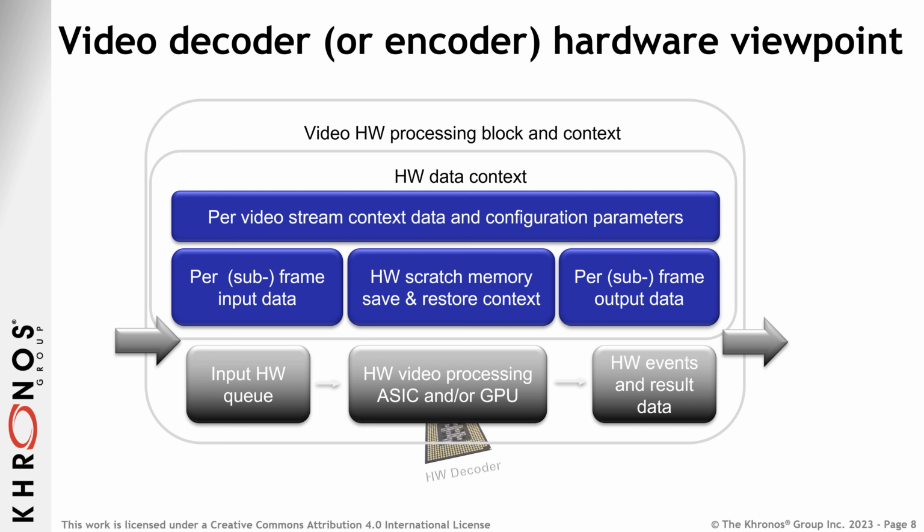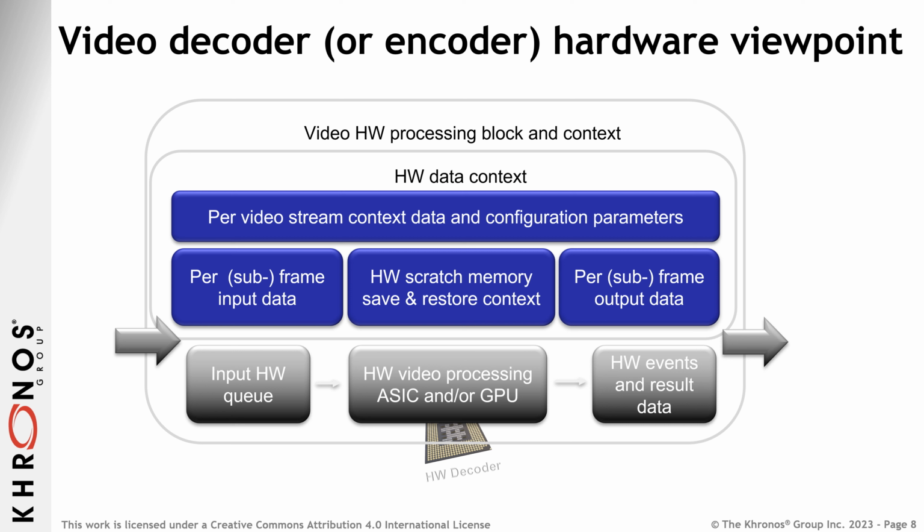What is the significance of this? We don't want to update hardware data context more frequently than it's absolutely necessary. In addition, we want to populate the per frame and stream data ahead of time. We don't want to be filling the data context while sending the operation request to the queue.